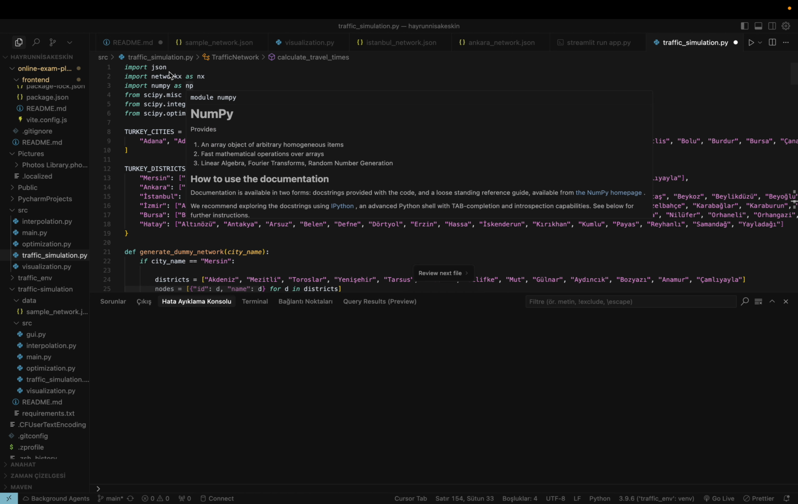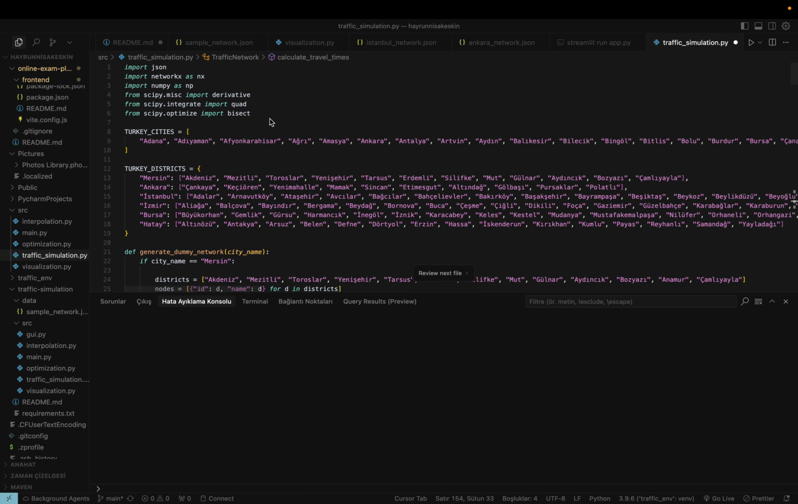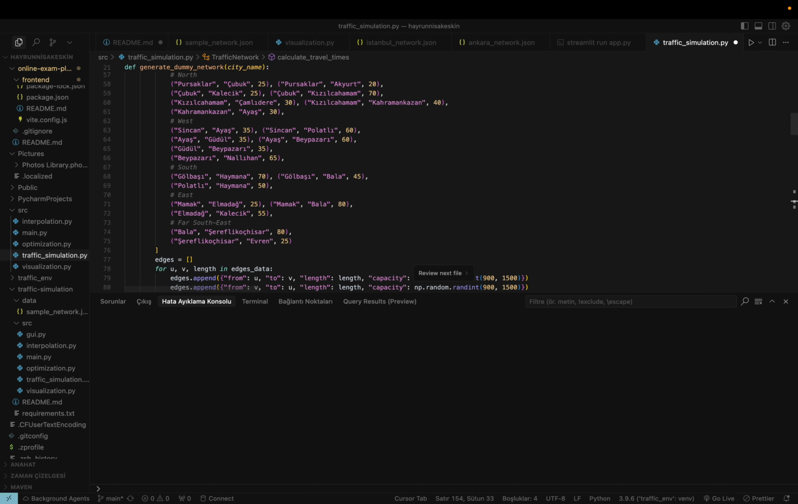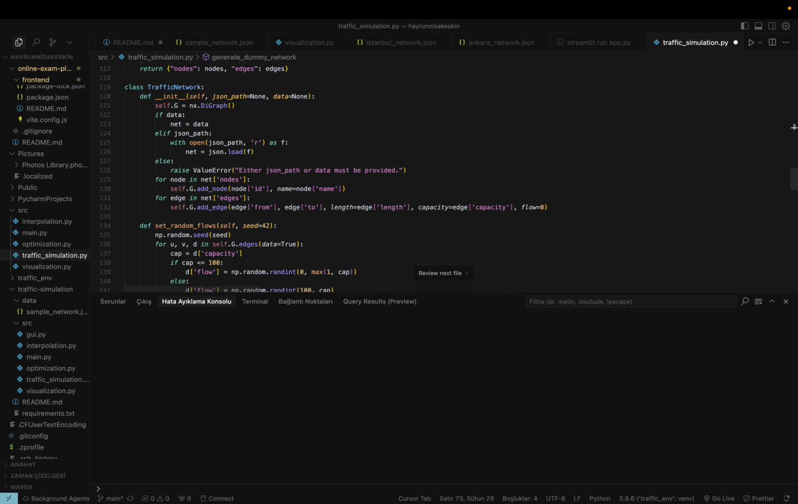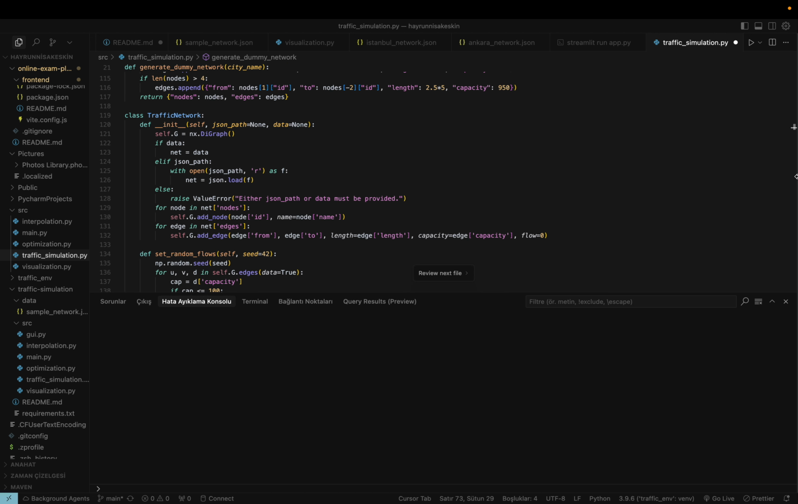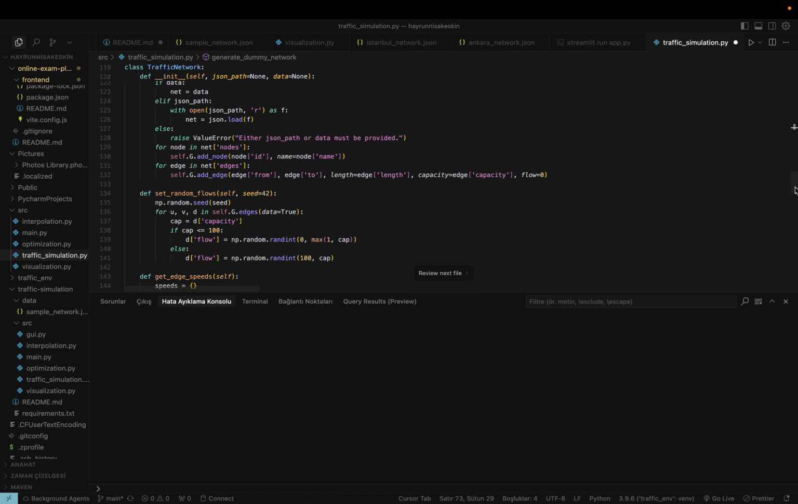We were using NetworkX and JSON and NumPy, SciPy integrate, optimize, and misc derivative, and generate the networks in Mersin and Turkey districts: Mersin, Ankara, Istanbul, İzmir, Bursa, Hatay in big cities. And these kilometers or south, west, north, far southeast edges. And this code raises a value error in either the JSON path or the smallest states. And the capacity in the seed, or this code sets random flows.